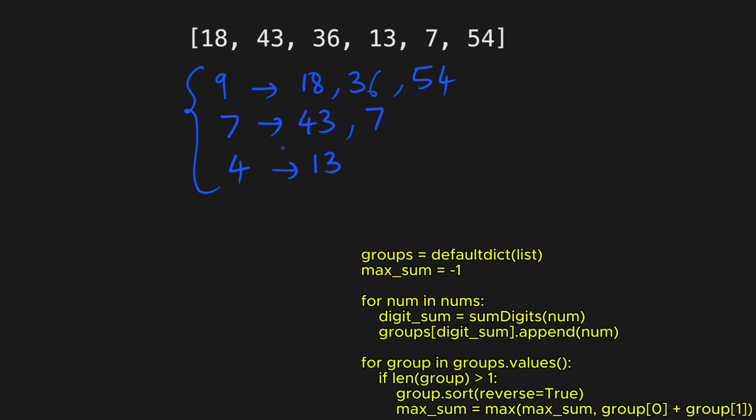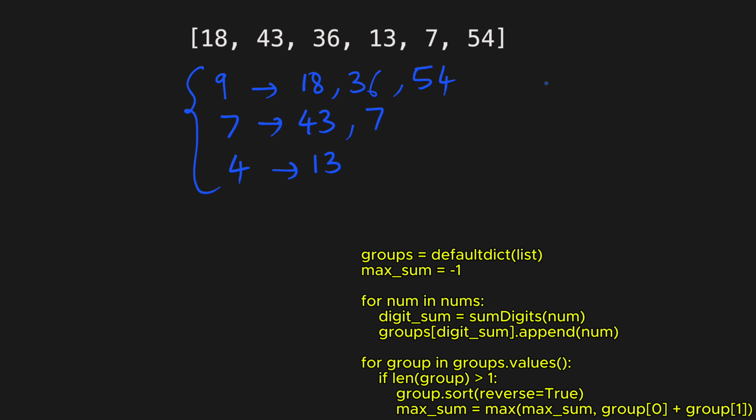Now once we have formed these groups, we can iterate on the map and find the two largest values in all the groups. So this will be like a second pass in a way. And to do that, we sort the group in descending order and pick up the two largest elements from it and compute their sum, and the maximum sum among them will be our answer.